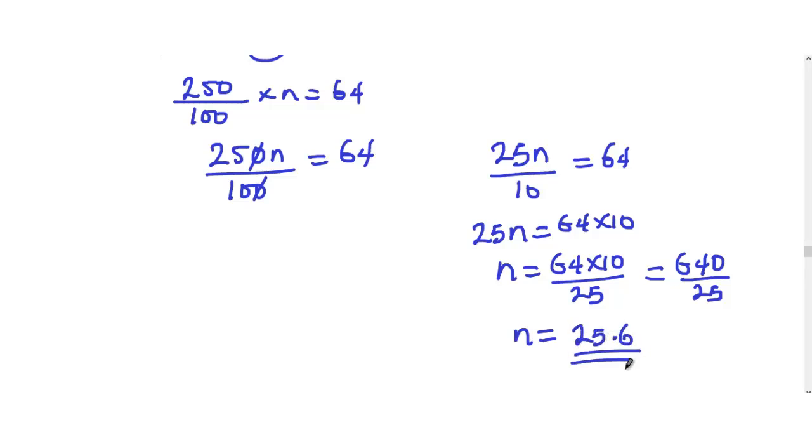So n will now be 25.6, right? So in that case, what we are saying is that 250% of 25.6 will give us 64.